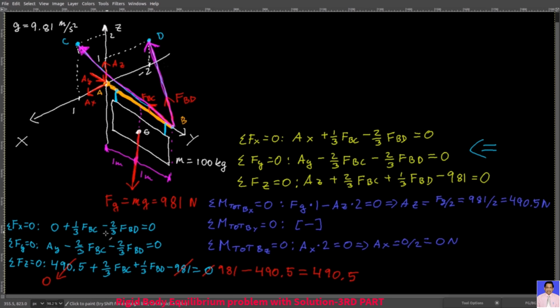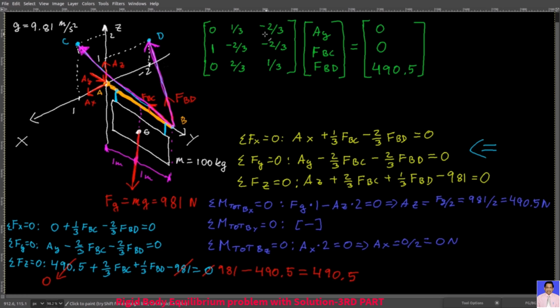I can just put here 0, and so here I can say that 981 minus 490.5 equals 490.5. And now I can take these three equations and put them in this matrix vector form, where this one is an A matrix, this one an X vector, and this one a B vector. You can find the X vector like this. You take the inverse of your A matrix and multiply it by this B vector.